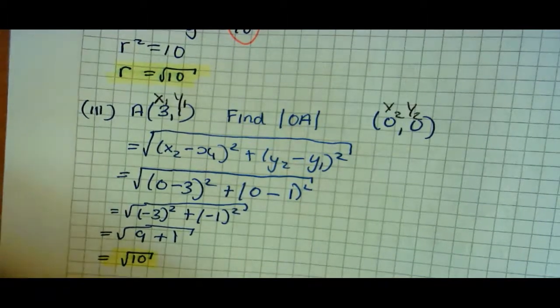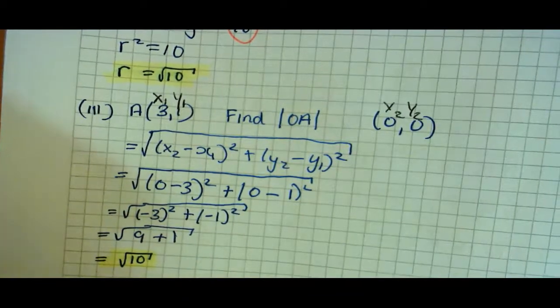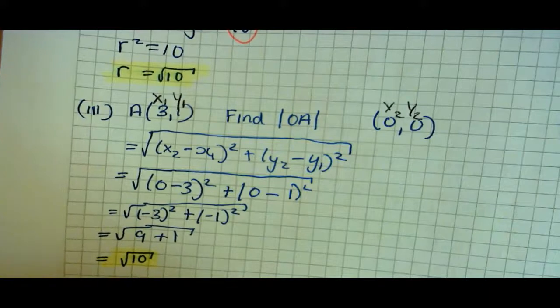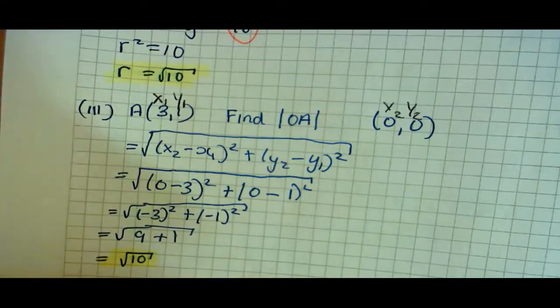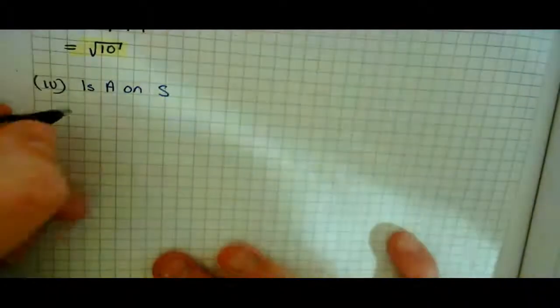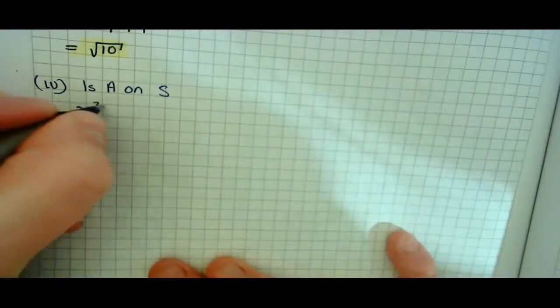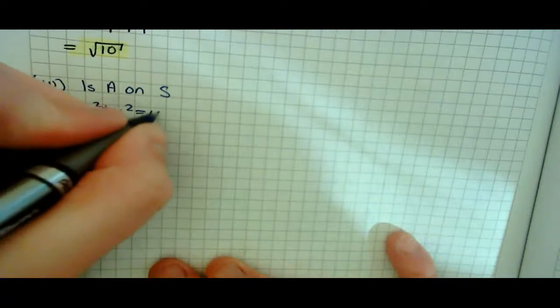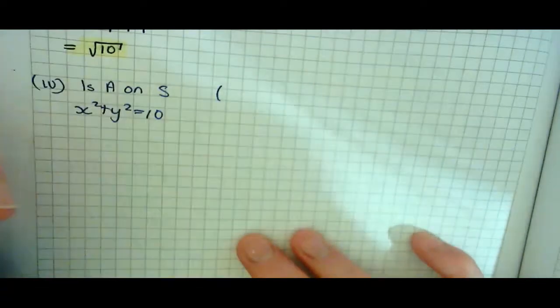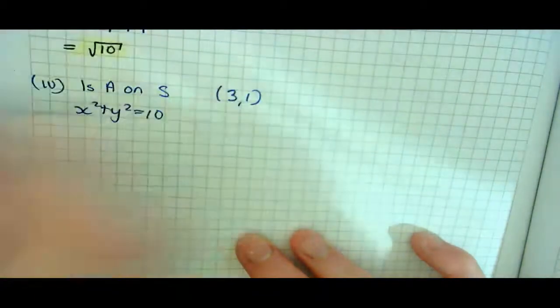On part 4 then, we're asked, is A on S? Okay, and asked to explain your answer. So by doing out the maths here, that could be an explanation. So our x squared plus y squared is equal to 10 is our circle. Our A is 3, 1.